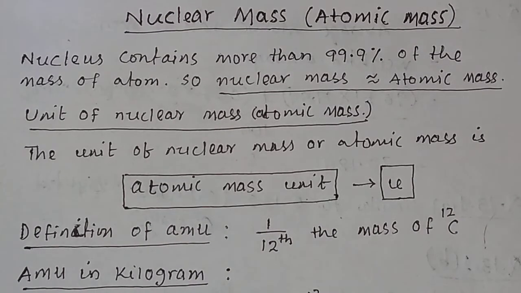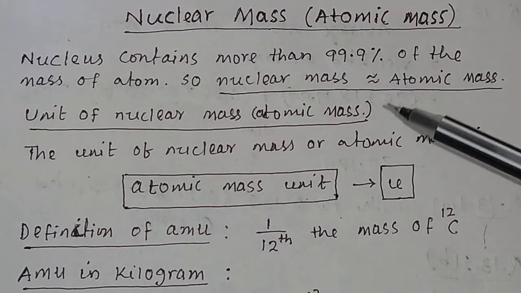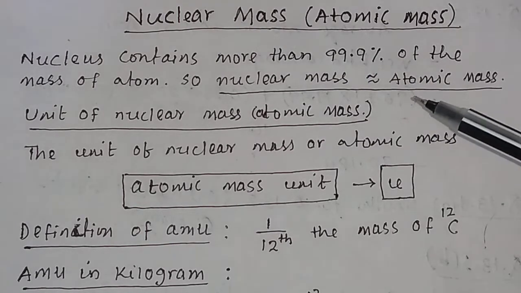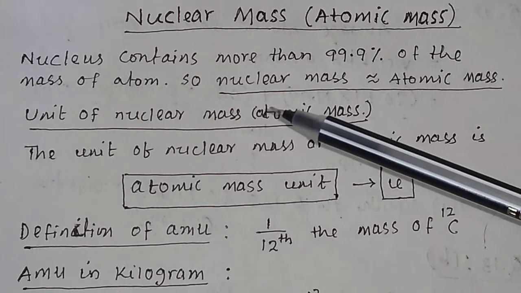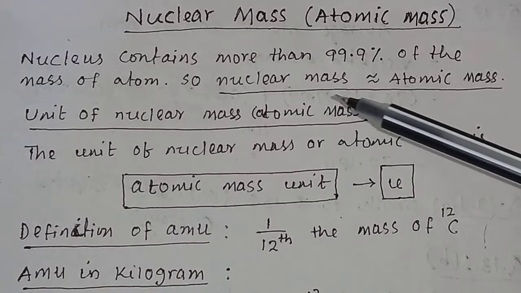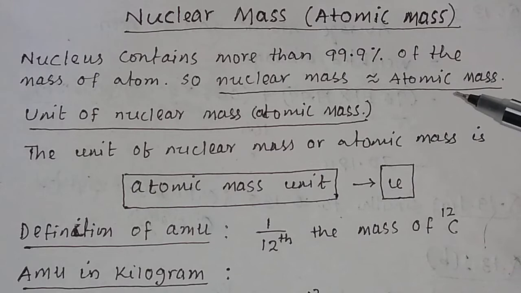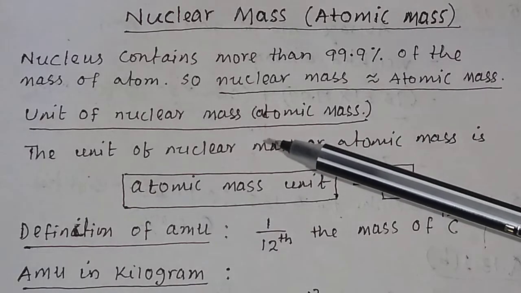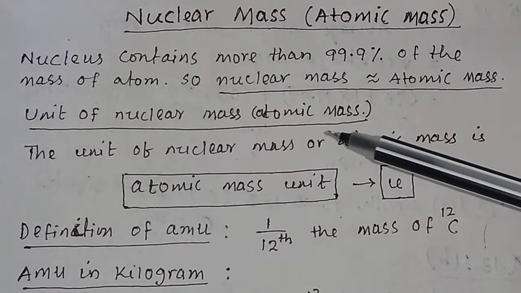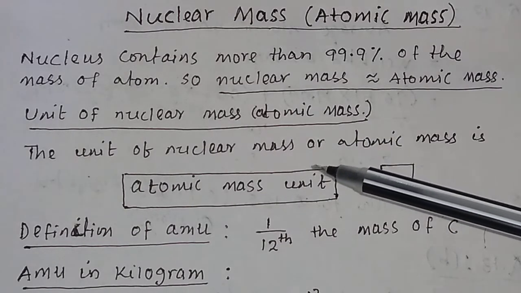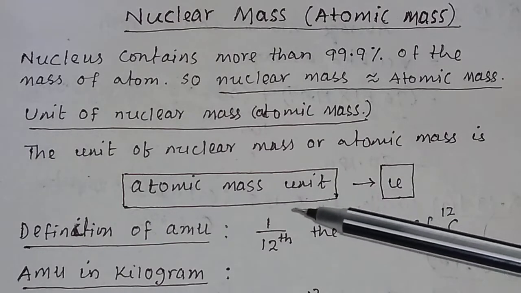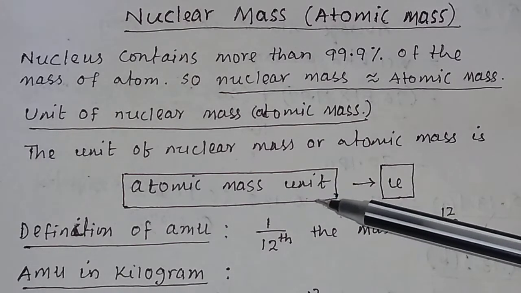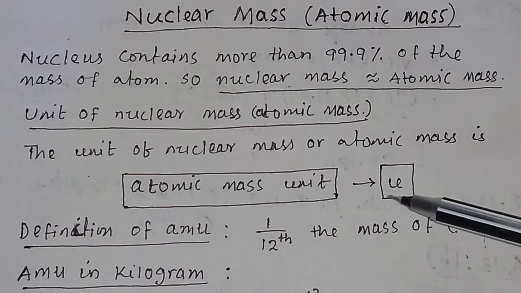Nuclear mass or atomic mass. The nucleus contains more than 99.9% of the mass of the atom. That is why we may say nuclear mass is approximately equal to the atomic mass. What is the unit of nuclear mass or atomic mass? We basically measure nuclear mass or atomic mass in atomic mass unit, which is represented by the symbol U.